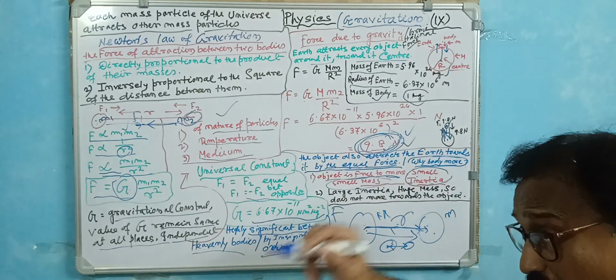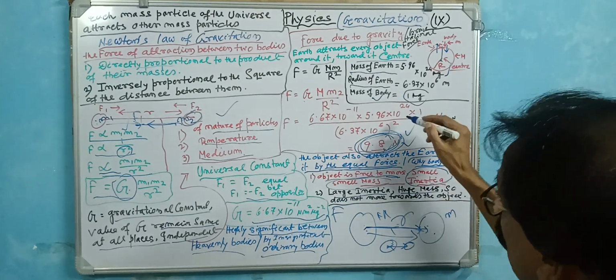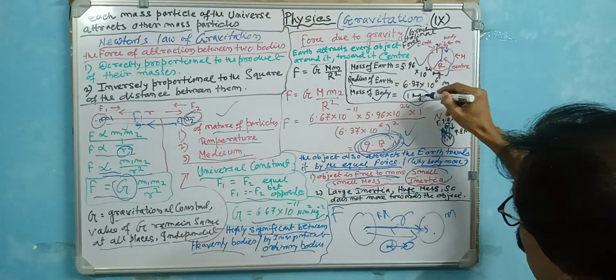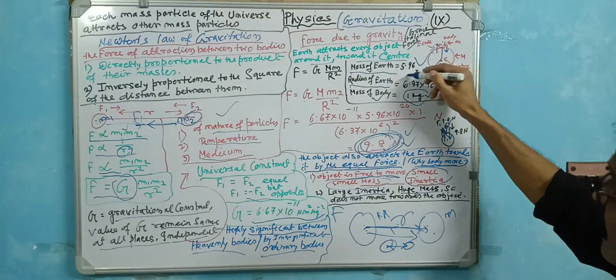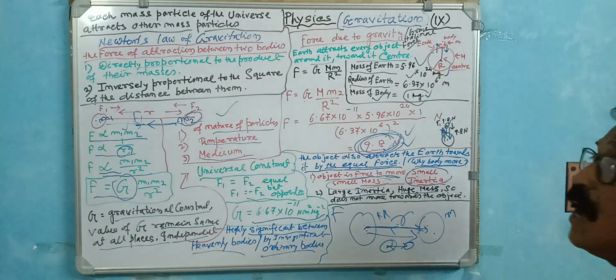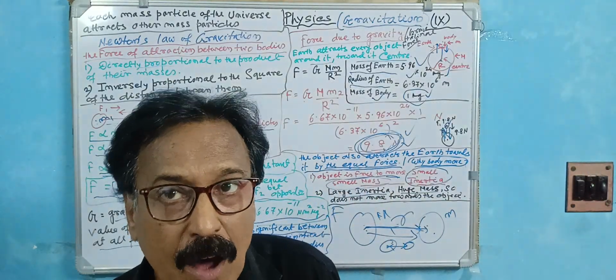Okay, why is the earth not moved? Because of its large inertia and huge mass. You know the mass of the earth is this, and the mass of the body is just 1 kg. So huge inertia is developed because of the huge mass, so it does not move towards the object. For that reason, the earth is not moved towards the object.